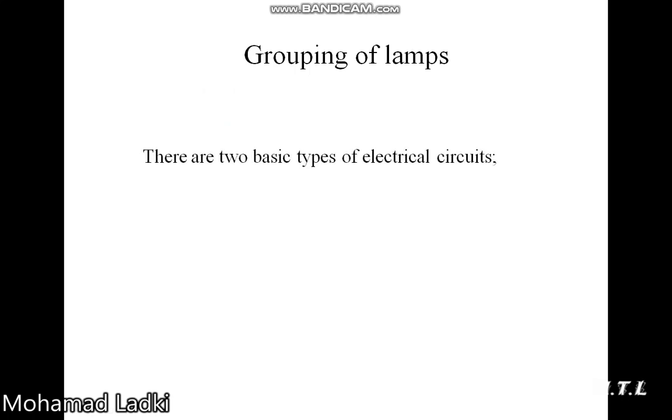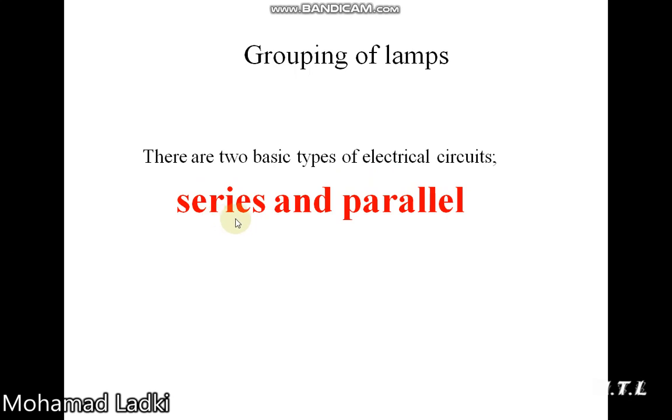Hello students, this is a brief explanation about chapter 12, grouping of lamps. In this chapter we will talk about two types of grouping. There are two basic types of grouping of lamps in an electric circuit. We have a series grouping or parallel grouping.